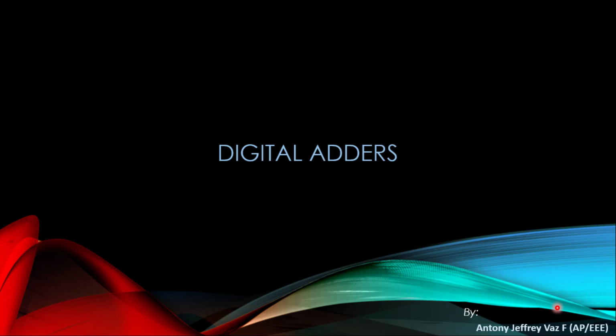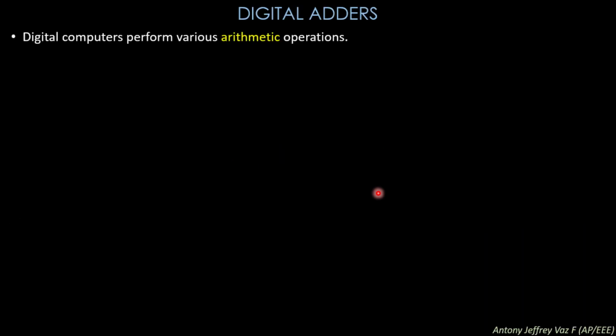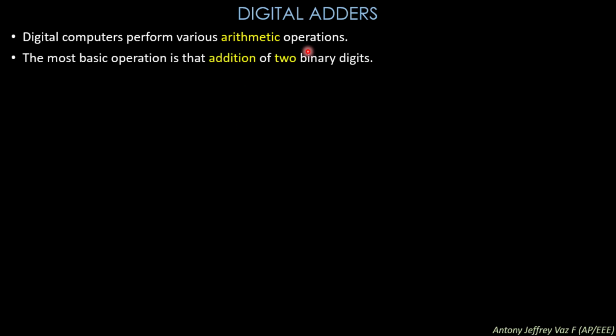Today we are going to discuss digital adders. Digital computers perform various arithmetic operations. The most basic operation is the addition of two binary digits. All the applications which you are using are digital in nature, and these applications have some mathematical calculations. These include addition, subtraction, multiplication, division and so on. The basic operation of addition is done with the help of adder circuits.